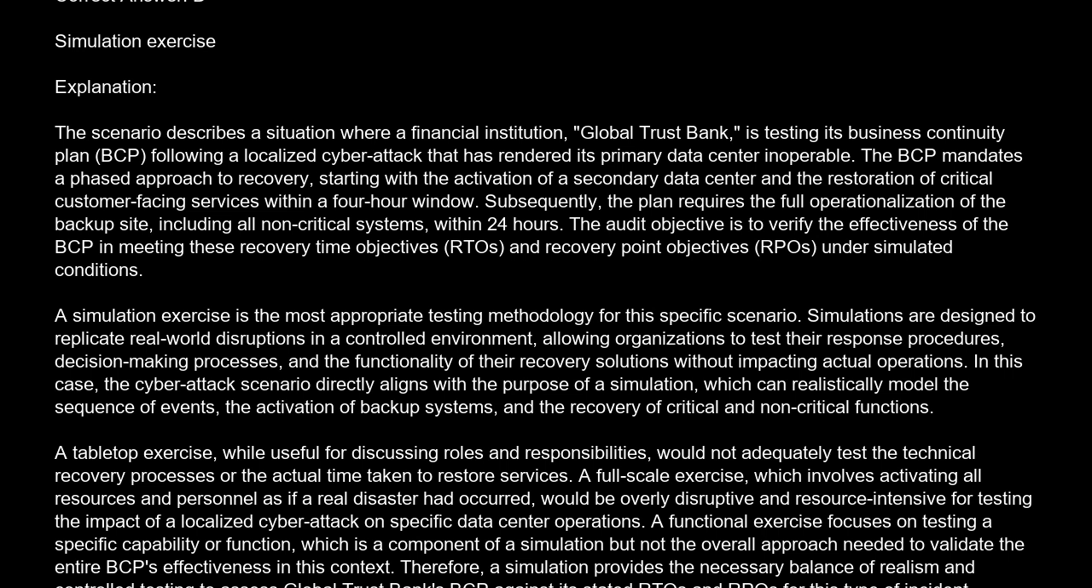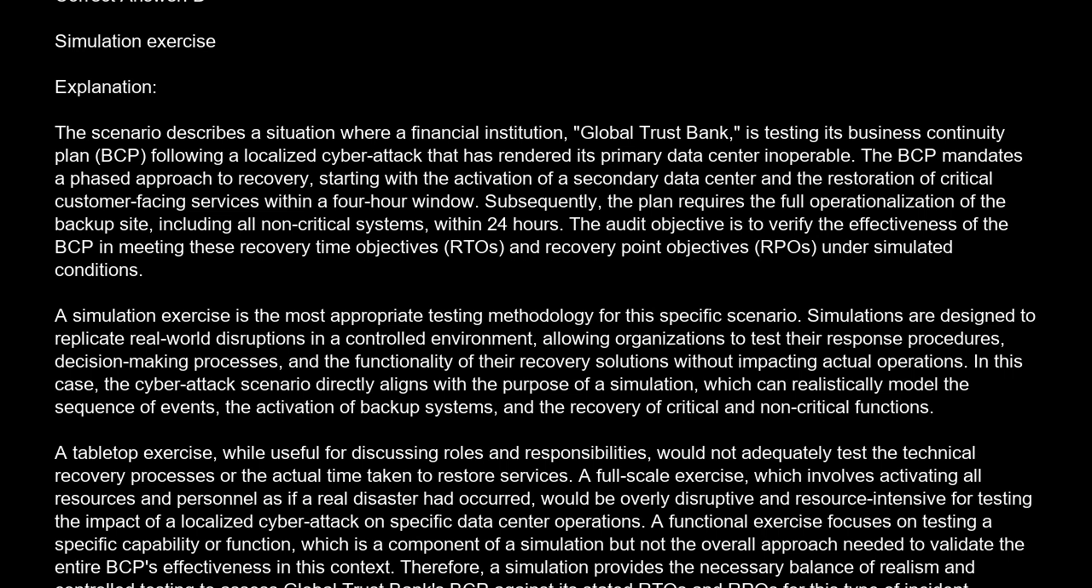The audit objective is to verify the effectiveness of the BCP in meeting these recovery time objectives, RTO, and recovery point objectives, RPO, under simulated conditions. A simulation exercise is the most appropriate testing methodology for this specific scenario. Simulations are designed to replicate real-world disruptions in a controlled environment, allowing organizations to test their response procedures, decision-making processes, and the functionality of their recovery solutions without impacting actual operations.